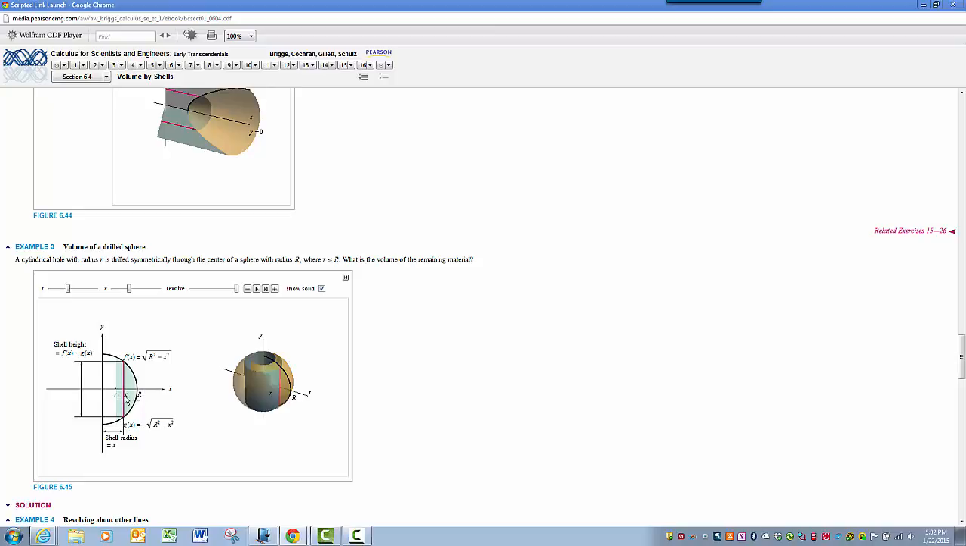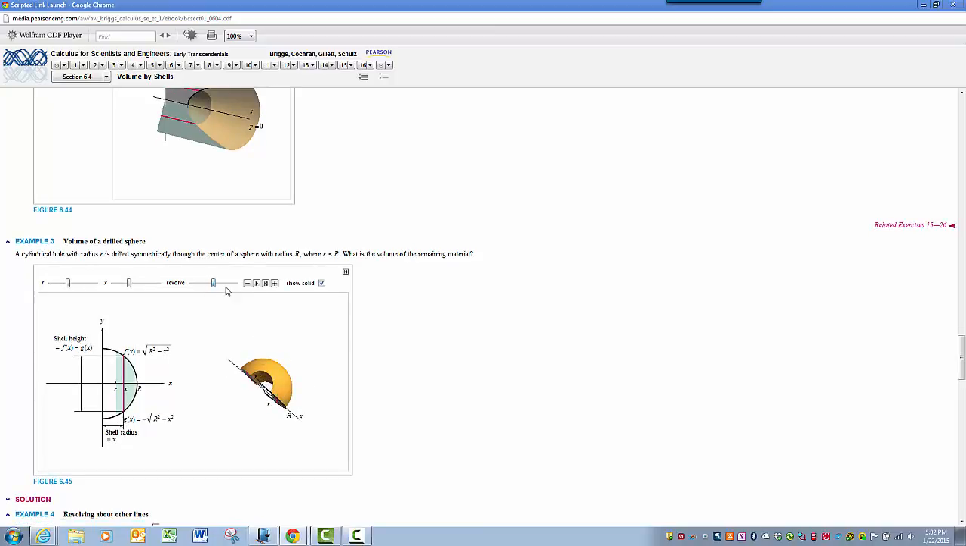So large r is the outer radius. That'll stay fixed for the sphere. The inner radius is what will move. And what we're going to end up generating here is some kind of sphere such that it's cut out. Okay, so we've drilled a hole.